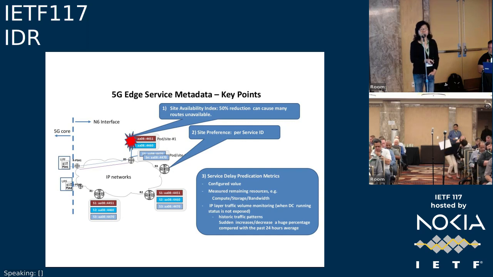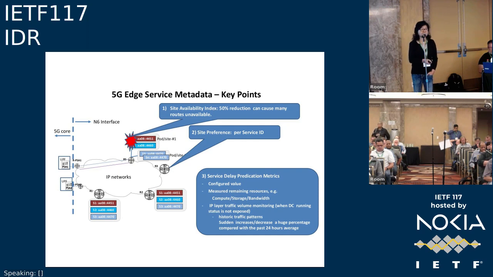And then one change we made in this revision is the service delay prediction. So the ideal case is to find the edge data center with the fastest processing time. But it's very difficult to predict which site has the fastest processing time. So for this prediction, the value can be a configured value, like a controller can configure a service delay prediction on different sites. It could also be measured, based on the remaining available resources.